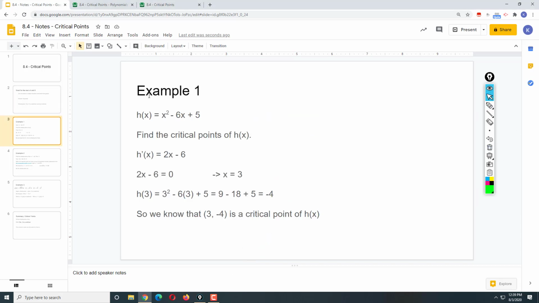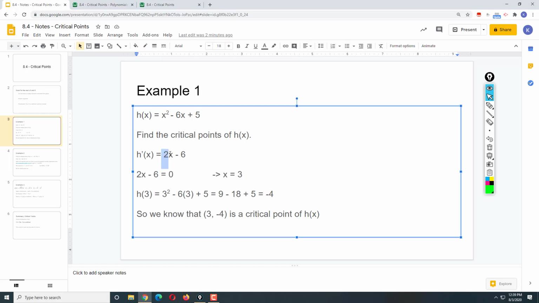Example 1, h of x is x squared minus 6x plus 5. I take the derivative. The derivative of x squared is 2x. The derivative of negative 6x is minus 6. The derivative of plus 5 is 0. So h prime of x is 2x minus 6.